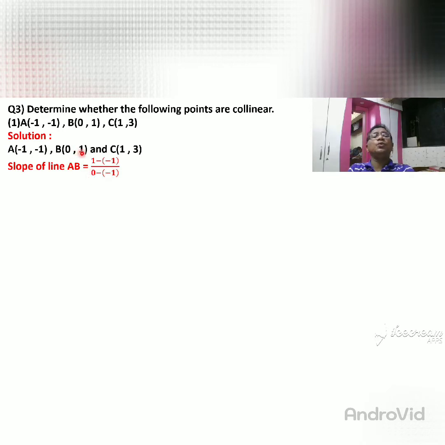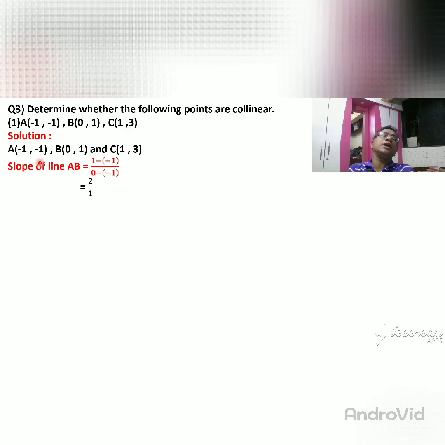So what is y2? y2 is 1, minus y1. What is y1? Minus 1. So I write that in the bracket. Then x2 is 0, so I write 0 minus x1. What is x1? Minus 1, so I write that in the bracket. 1 remains as it is. Out of the bracket, the negative sign makes minus 1 become plus 1. So 1 plus 1, how much is it? 2. So here I write 2. Out of the bracket, the negative sign makes minus 1 become plus 1. So 2 upon 1.